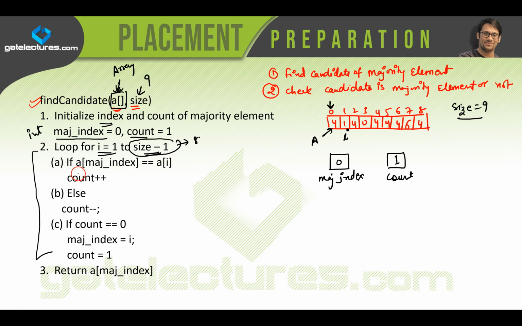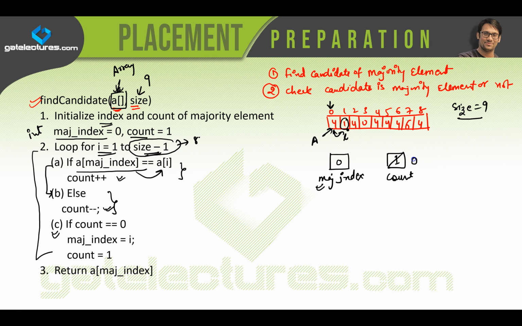Then we have: if A of majority index is equal to A of I, that means if the value pointed to by majority index is equal to the value pointed to by I, then we do count plus plus, else we do count minus minus. Only one of these two operations will be performed. Initially you can see 4 is not equal to 1, because majority index is pointing to 4 and the second number is 1. So this will not be executed, only the else will be executed, which says count minus minus, and the value of count will become 0.